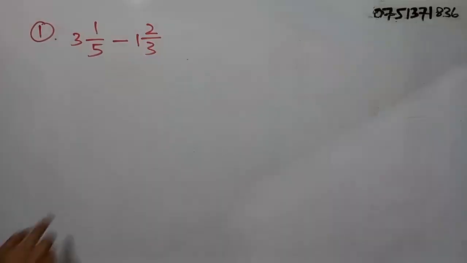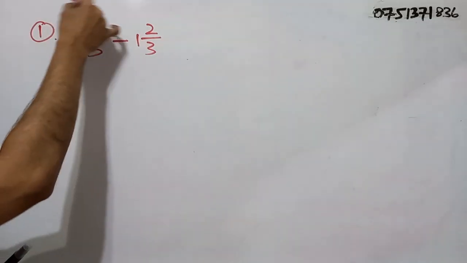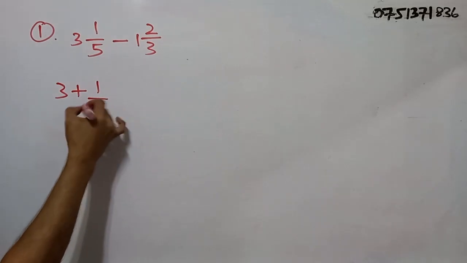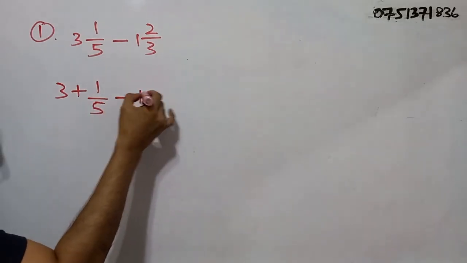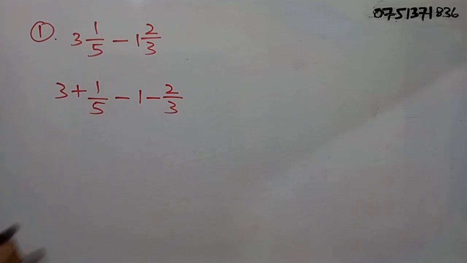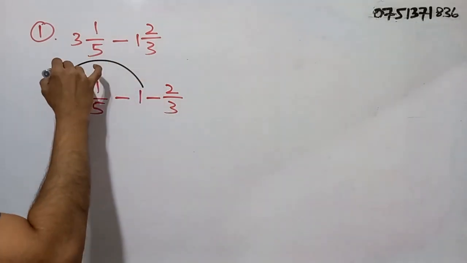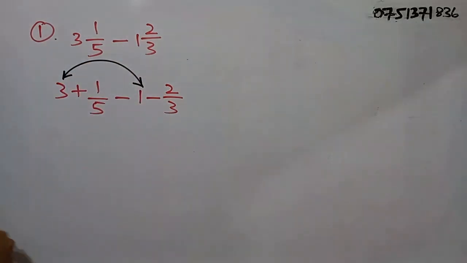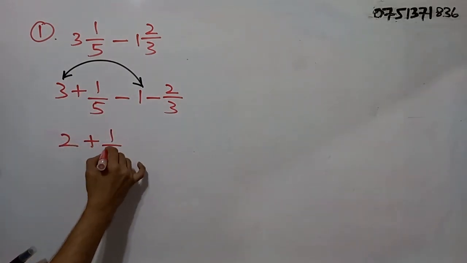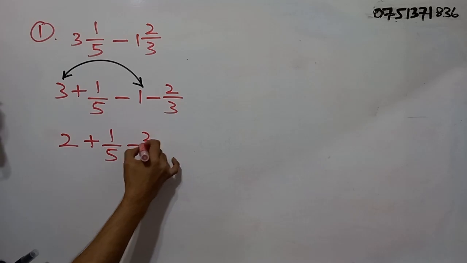Right, so we have been given a subtraction to do. These two are mixed numbers. So this mixed number I can break into what? 3 plus 1 by 5 minus 1 minus 2 by 3. Now I can simplify the whole number parts. What will it be? 3 minus 1, it will be 2. Plus 1 by 5 minus 2 by 3.